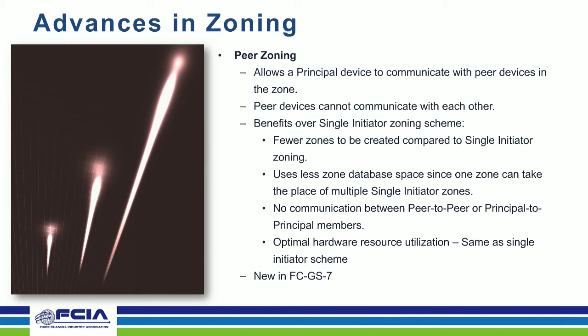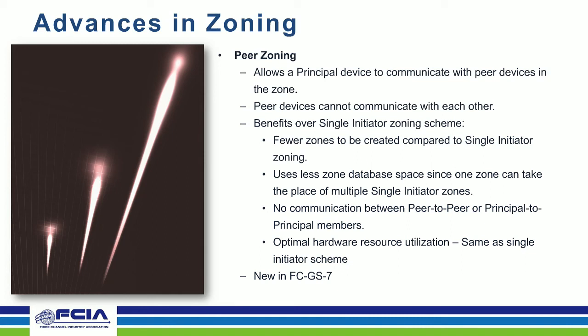Thanks. So we've covered the basics. So what type of advances in zoning are there? Well, peer zoning is a good example of an advance. Peer zoning is useful because it allows a principal device to communicate with peer devices. Typically a principal device is a target or storage device, and peer devices here would be host devices or initiators. Peer devices cannot communicate with each other in peer zoning.